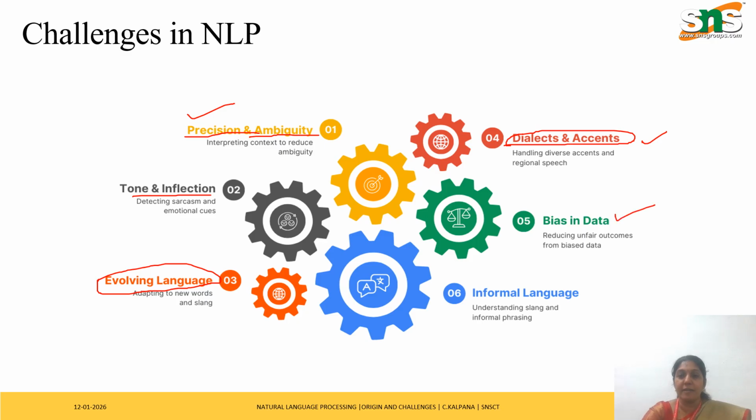Next is informal language, which means processing or understanding, as I told you, different accents or different slang from different regions. So informal language also plays an important role. That is the next challenge faced by the natural language processing system.